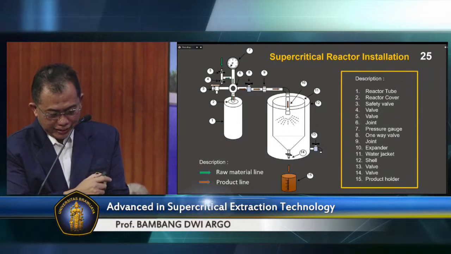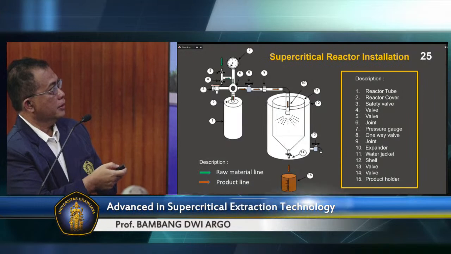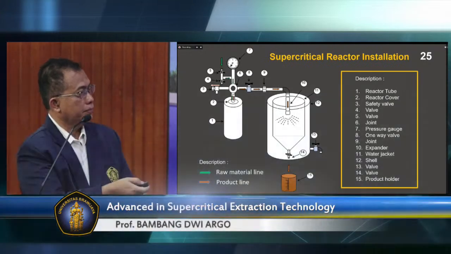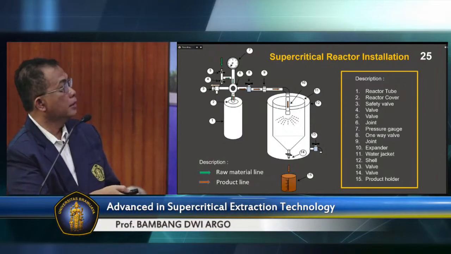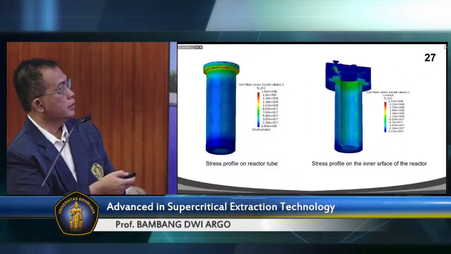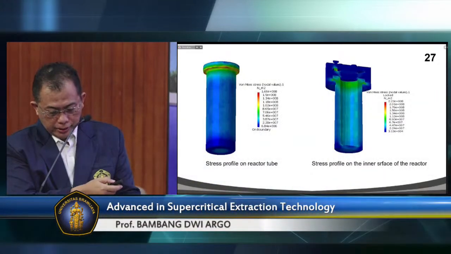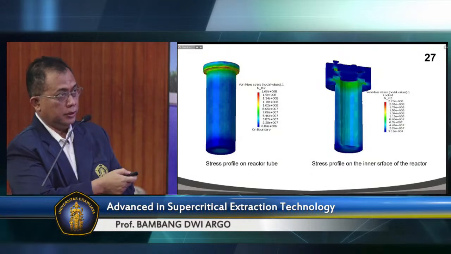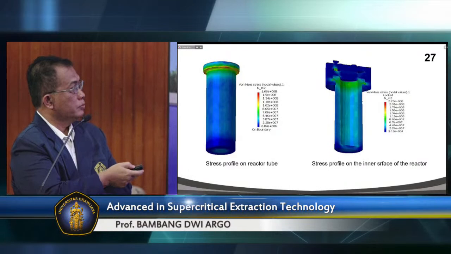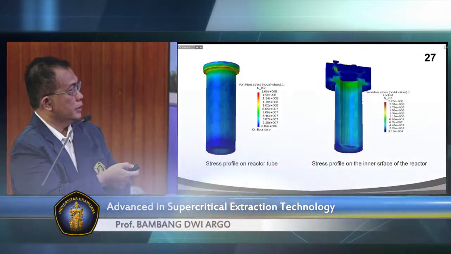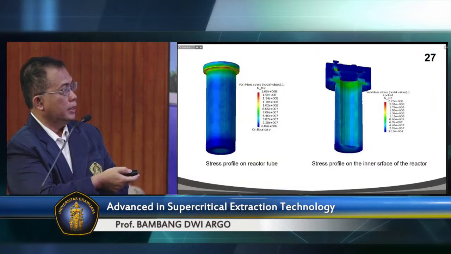This is a component of the supercritical reactor. There are 15 parts. This is a tube. Before we fabricated this system, we have simulated the stress profile on the reactor tube.